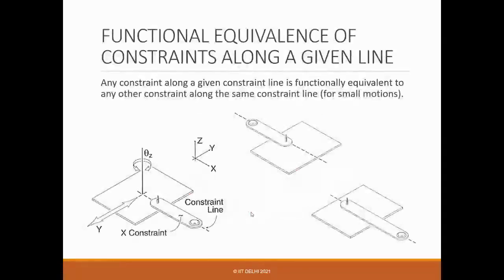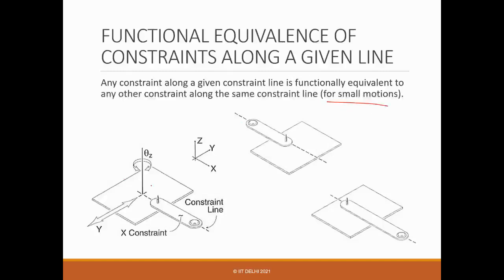Another thing we also have to understand is the equivalence. Suppose, like what it says, that any constraint along a given constraint line, so we are talking about a constraint along the x direction in this case, is functionally equivalent to any other constraint along the same constraint line for a small motion. So what we have to always remember is that what we are talking about is very small motions.